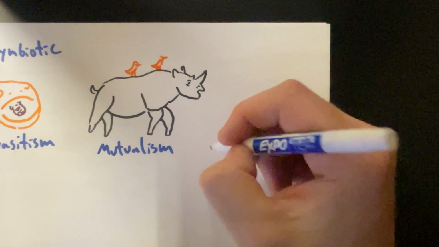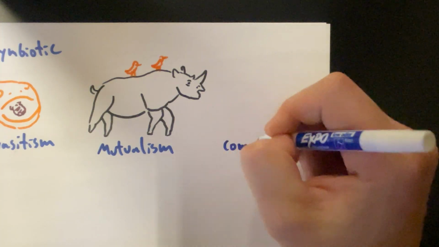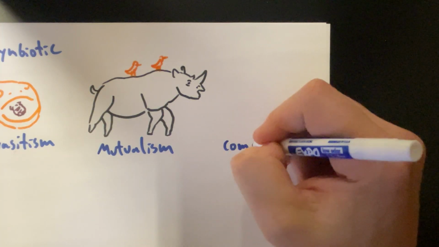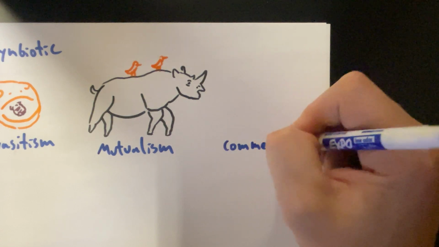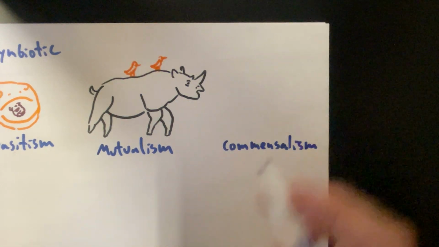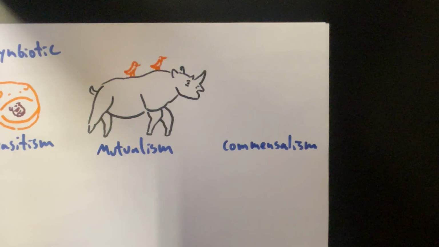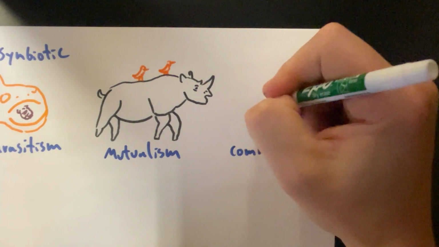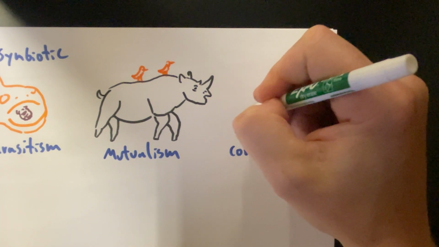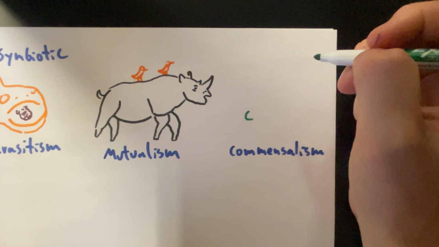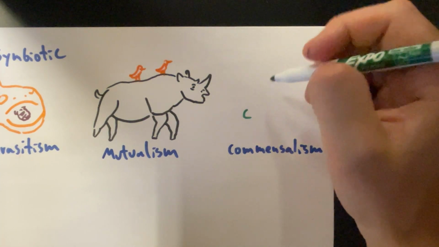The third type is called commensalism. One of you came up with an example of commensalism earlier, and it was a sea turtle. I'm going to draw a sea turtle from scratch. See how well I do here. Oh no. How do you spell commensalism? C-O-M-M-E-N-S-A-L-I-S-M.